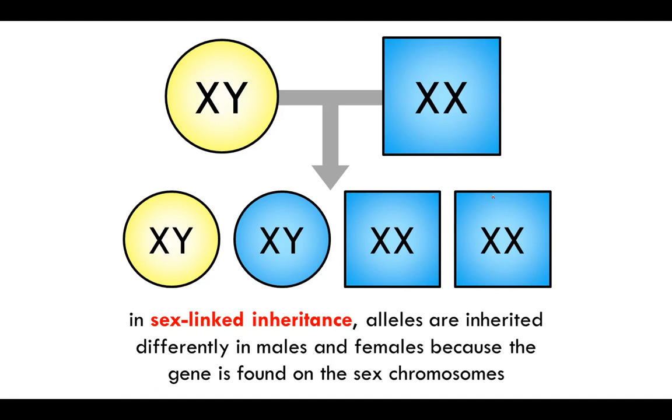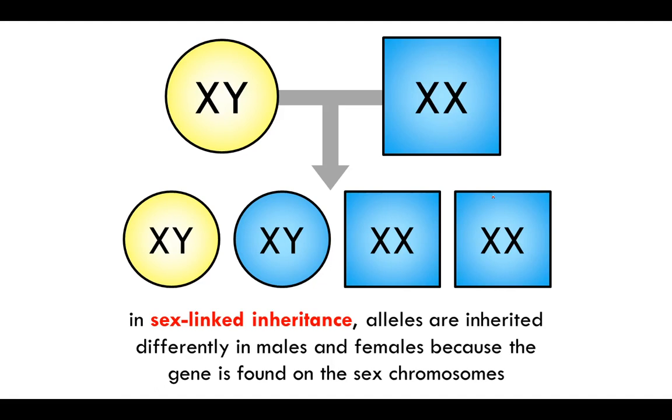The final form of inheritance is called sex-linked. If there is a gene found on one of the sex chromosomes, in humans those are called X and Y, it will be inherited differently in males and in females. Okay? If that is the case, it is called sex-linked inheritance.